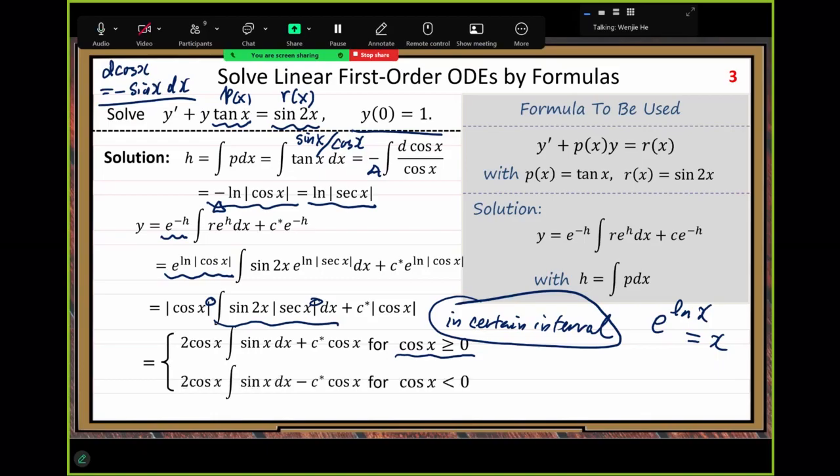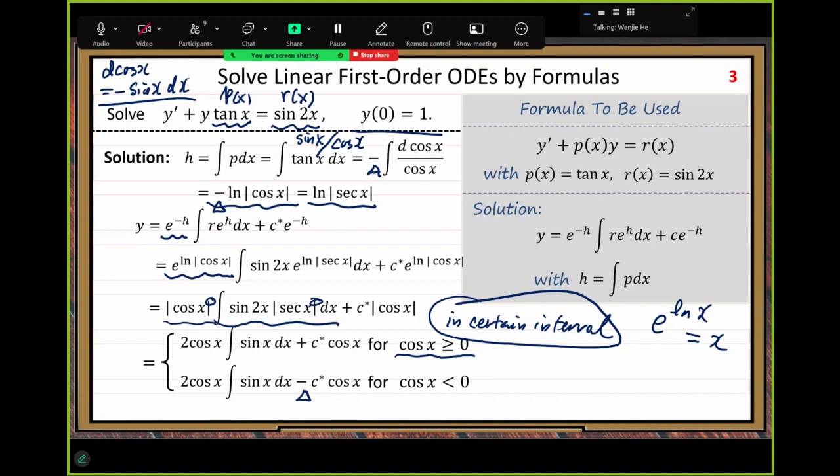Then when cosine of x is less than 0 in a certain interval, this time when you remove the absolute value, you need to write a negative sign here. But for the first term, you have a negative cosine and, because of the secant, another negative cosine. They cancel out, so it's positive. So the first term is positive, but the second term is negative.